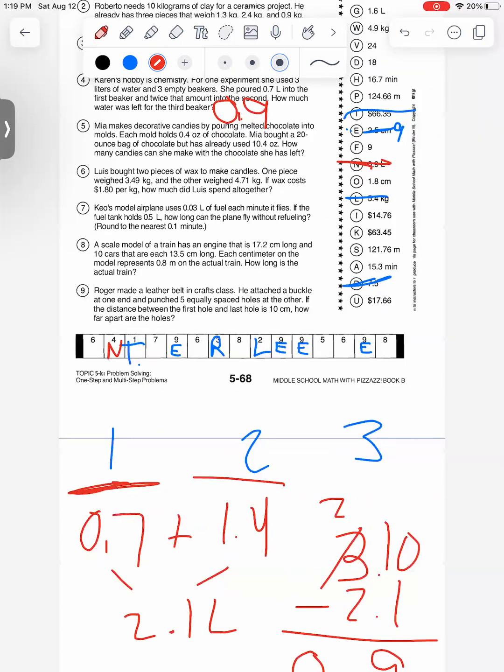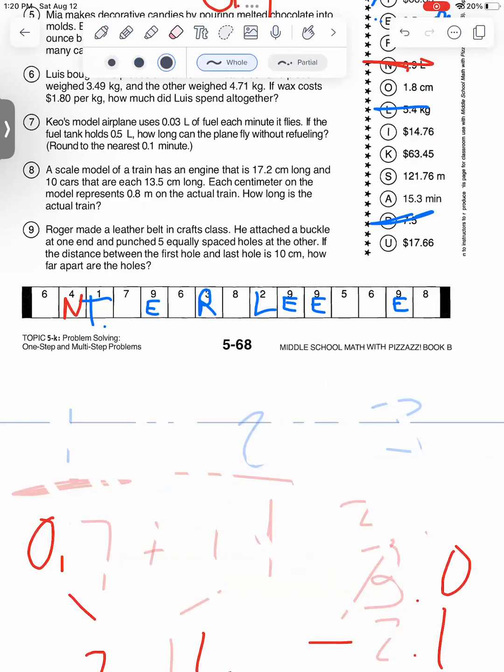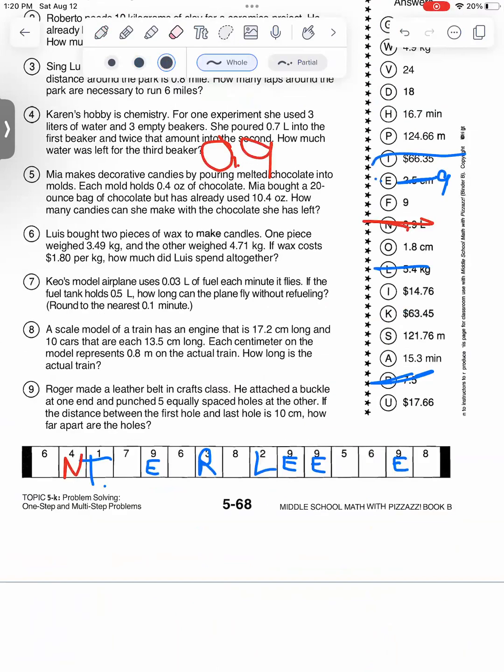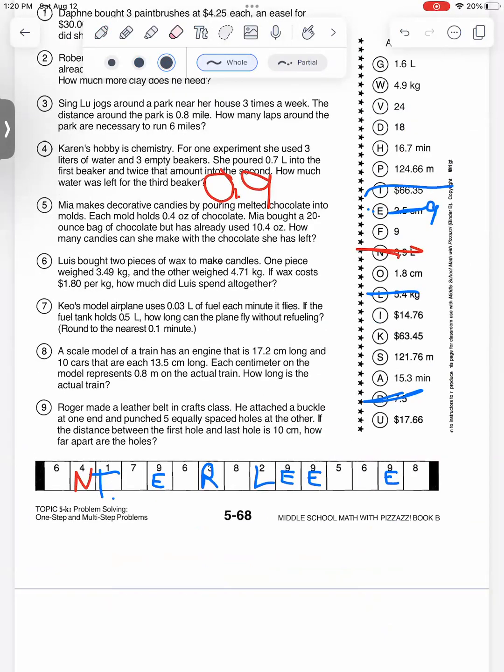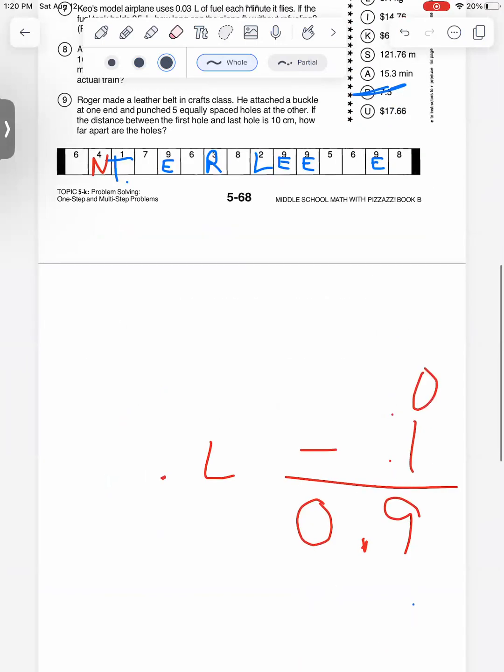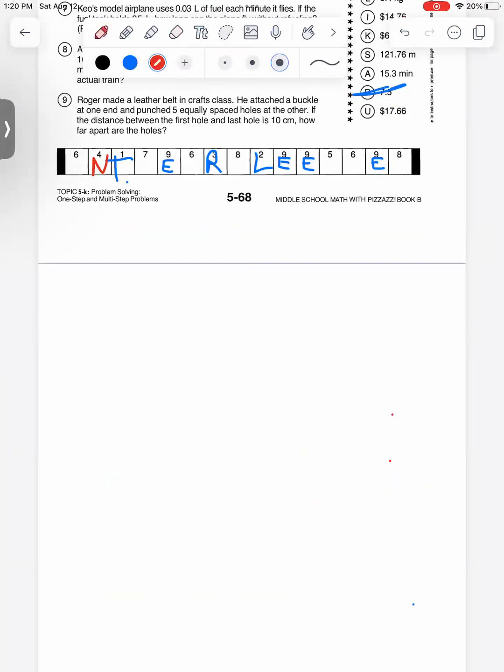All right, number 5. Mia makes decorative candies by pouring melted chocolate into molds. Each mold, like not mold, but like the thing that holds something, holds 0.4 ounces of chocolate. Mia bought a 20-ounce bag of chocolate, but has already used 10.4 ounces. How many candies can she make with the chocolate she has left? Well, first we need to see how much chocolate she has left. So she had 20 and she's used 10.4. So to see how much is left means subtract.